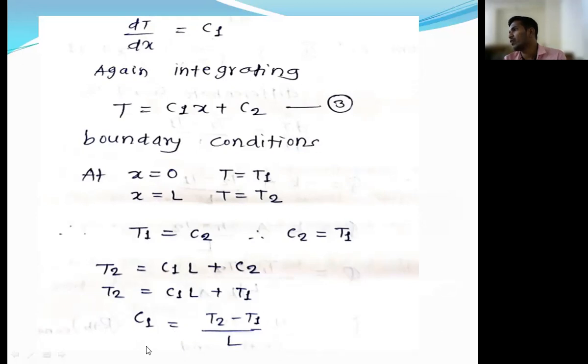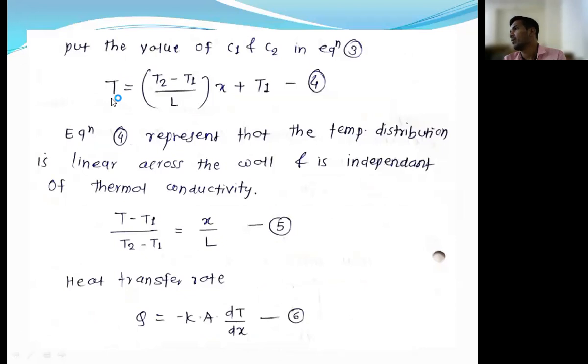We put these values of C1 and C2 into equation number 3 and get the equation of the temperature. By using that, we can calculate the temperature at any location of that particular plane wall.